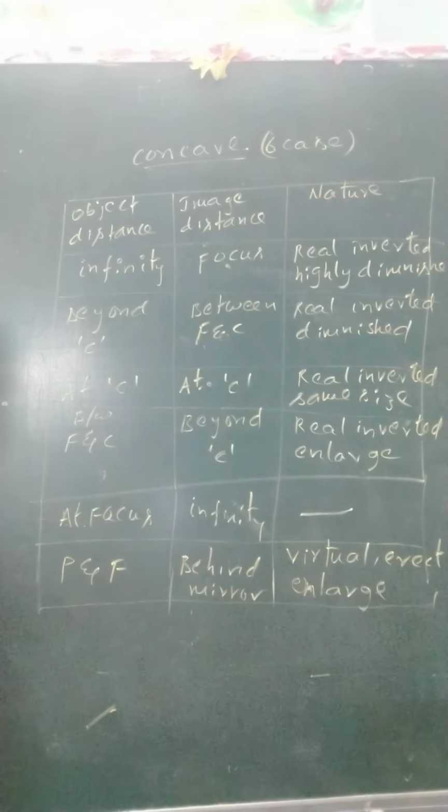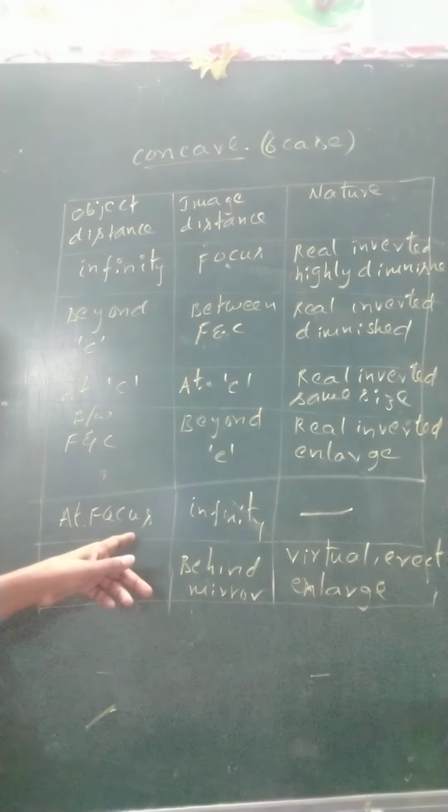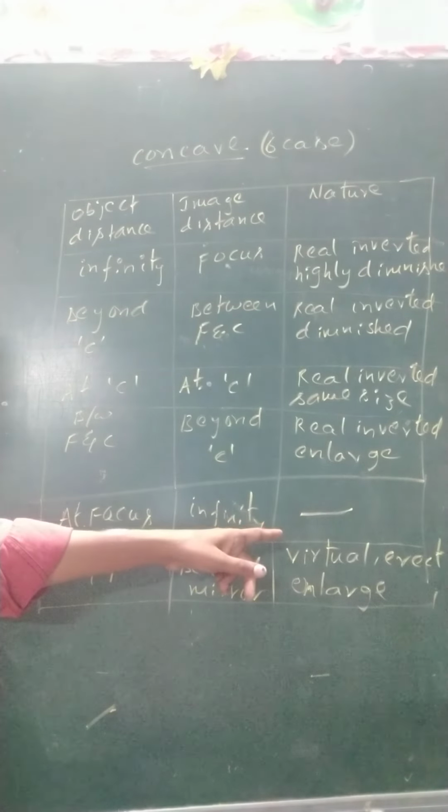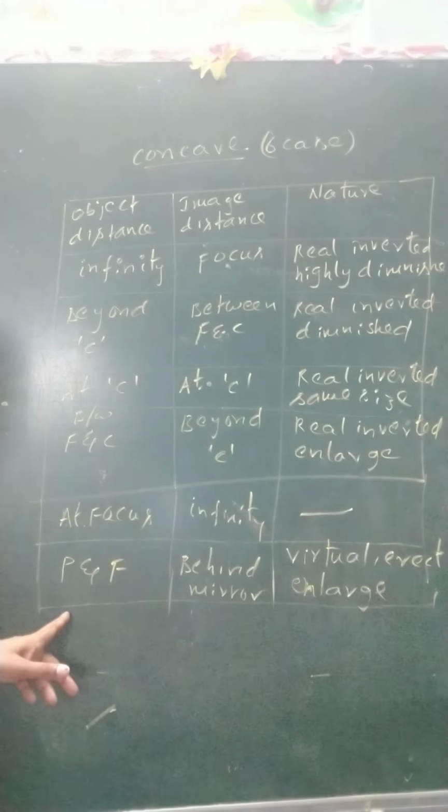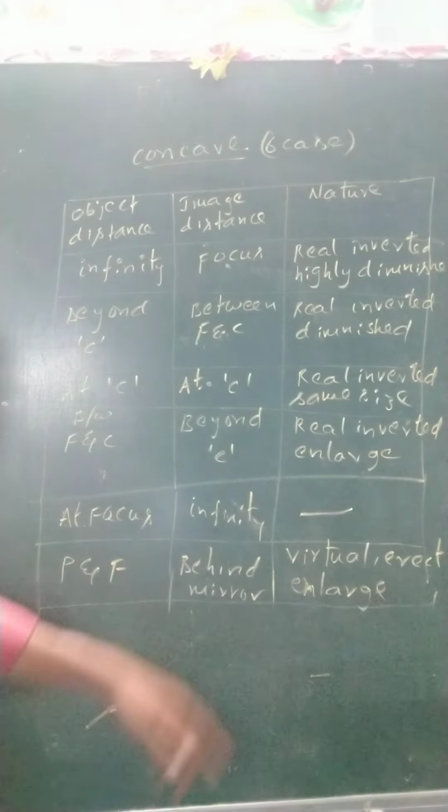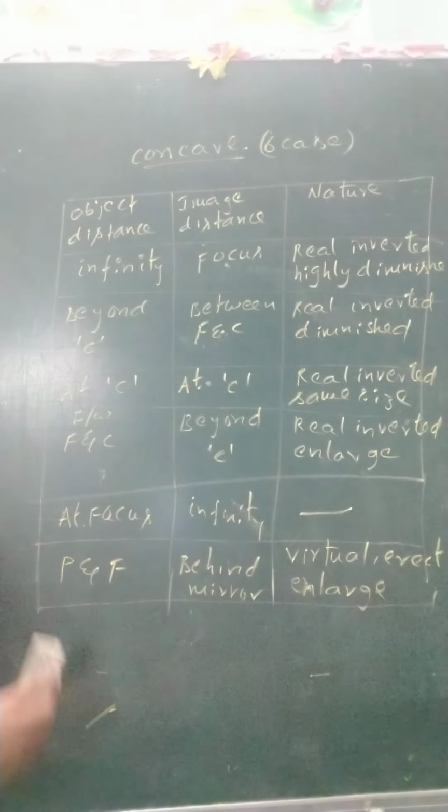Between F and C: beyond C, real, inverted and large. At focus means infinity, we can't say anything. Between pole and focus means behind the mirror: virtual, erect and enlarged.